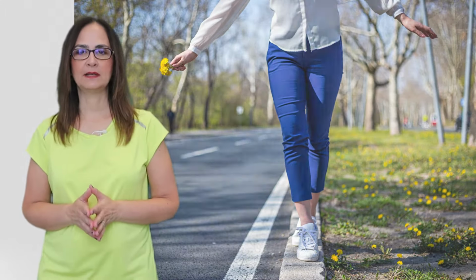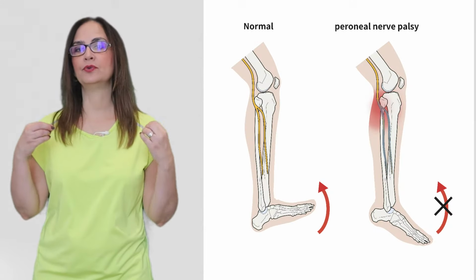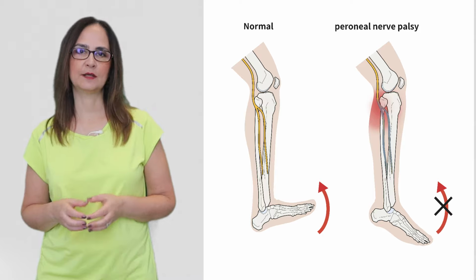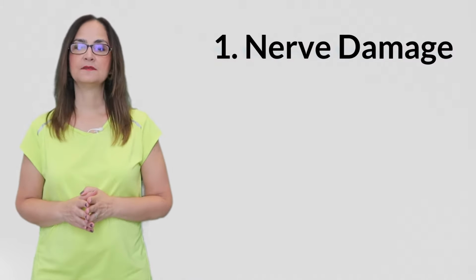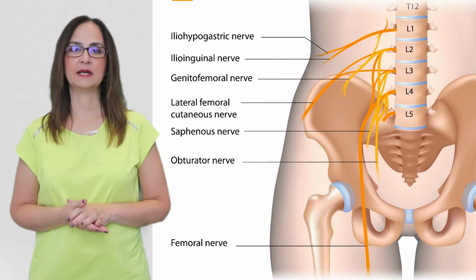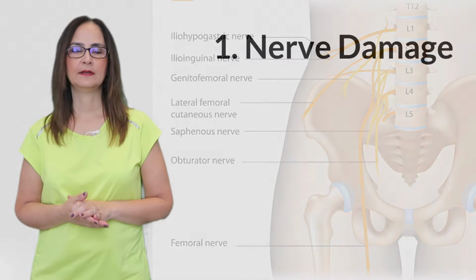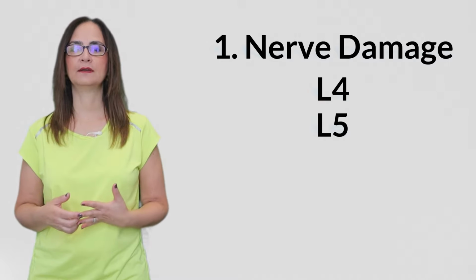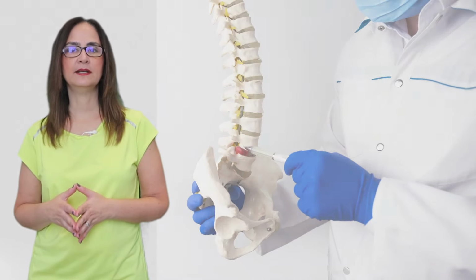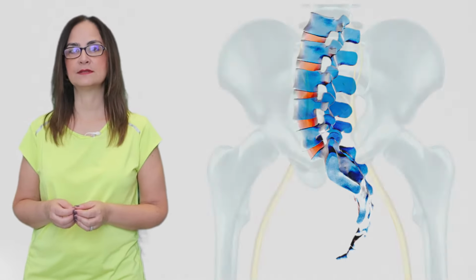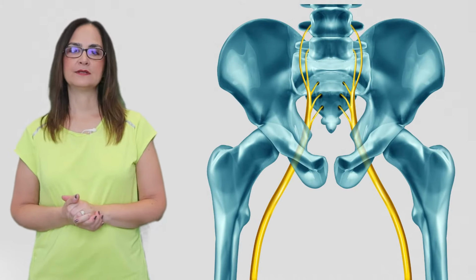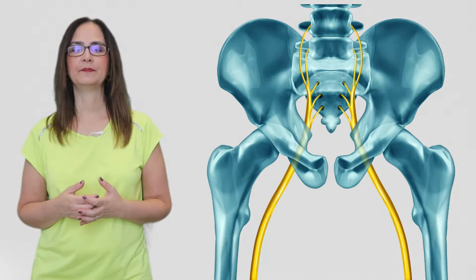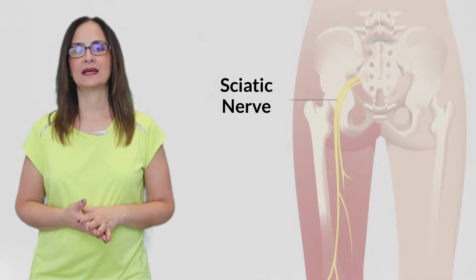Nerve damage. One of the primary causes is damage to the peroneal nerve, often due to injury, compression, or diseases like diabetes. Sometimes the nerves are damaged when they exit the spine. That is called radiculopathy, and the nerve roots that affect these muscles are L4 and L5. They can also be caused by a herniated disc or foraminal stenosis. The nerves may also be compressed or damaged when they exit the pelvis or the back of the thigh. The name of this nerve is the sciatic nerve.